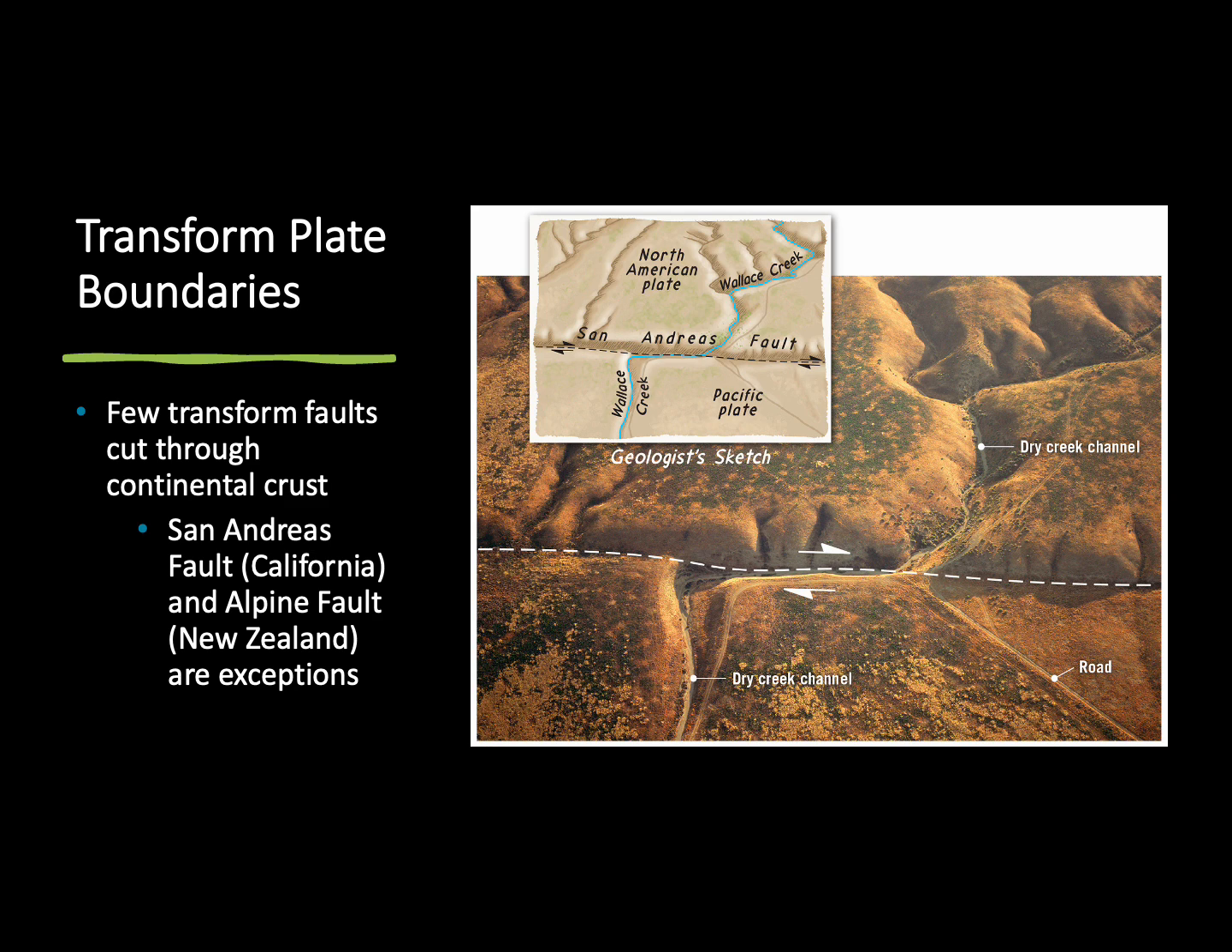So almost every single transform plate boundary on our planet is found in our oceans around those spreading centers. But there are two pretty prominent ones that are found in our continents. And the most famous of all is the San Andreas Fault in California. This is probably the world's most famous transform fault because as the two plates slide side by side, it can cause massive earthquakes to develop around California.